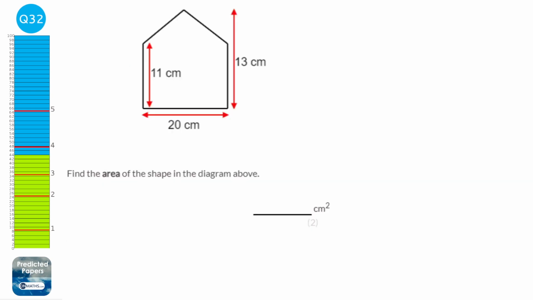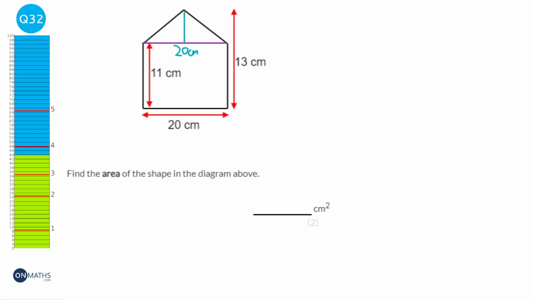To answer this question, we need to cut this shape into 2 shapes. So we're going to draw a line across here, and we're going to cut it into a rectangle and a triangle. Now we need to first of all label the parts of the triangle. So the width of the triangle, the base, will be the same as the base at the bottom, so that will be 20 centimeters.